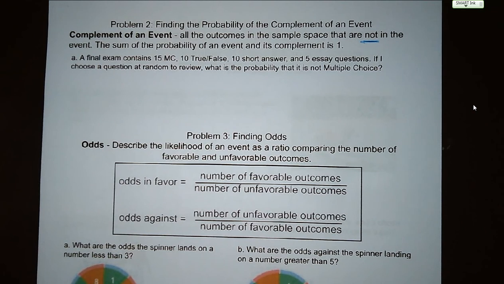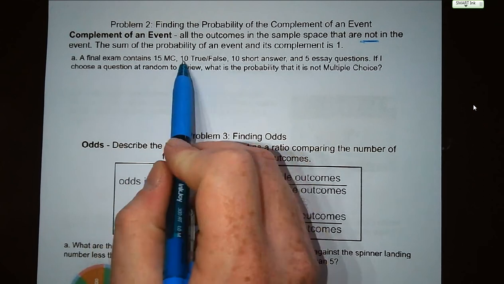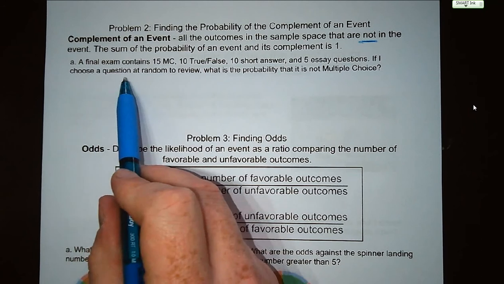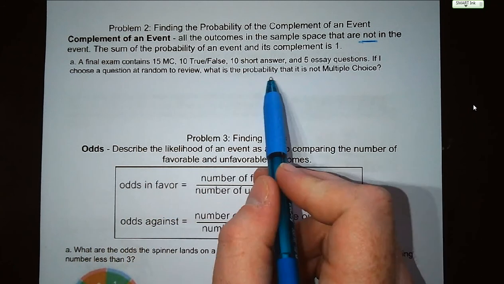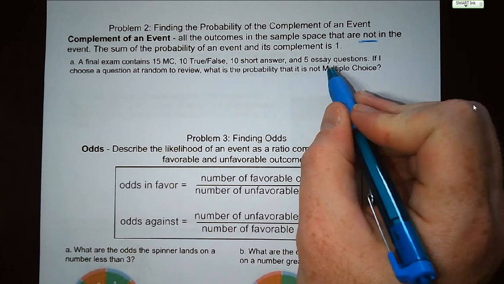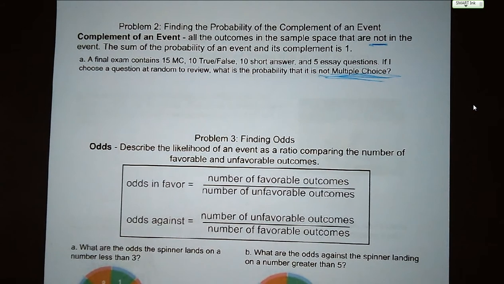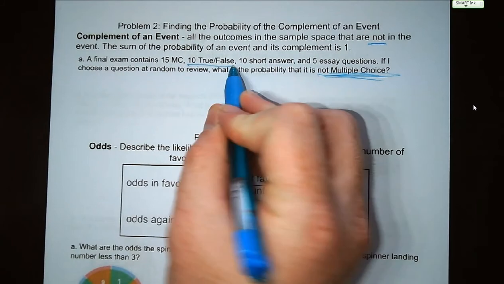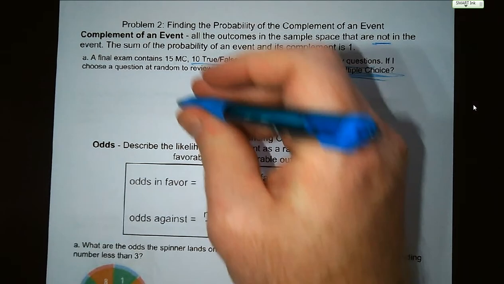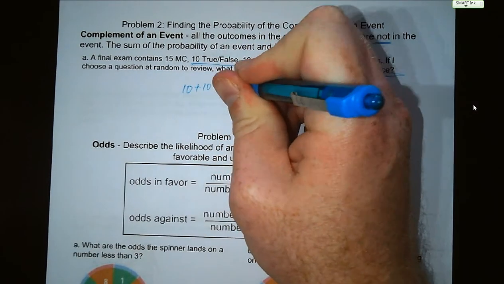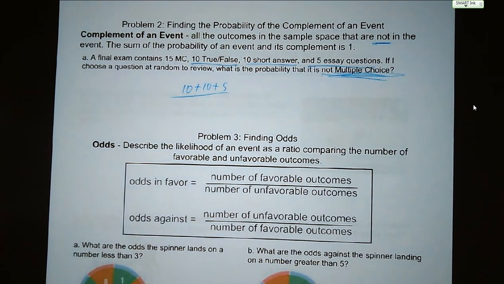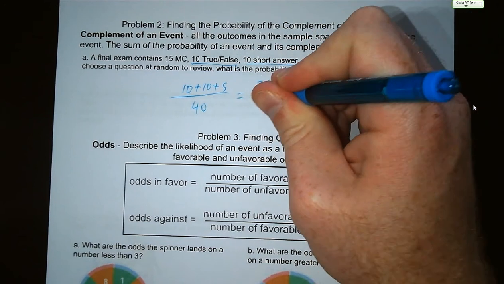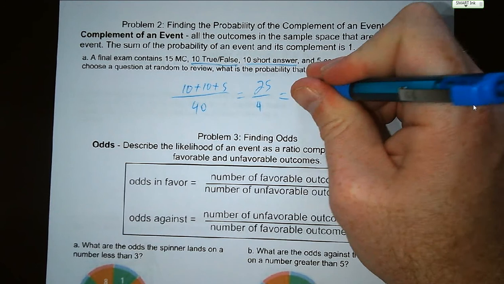So, a final exam contains 15 multiple choice, 10 true or false, 10 short answer, and 5 essay. If you choose a question at random to review, what is the probability that it is not multiple choice? So this would be the complement to multiple choice. It would be everything but multiple choice. So that would be true or false, short answer, and essay. 10 plus 10 plus 5 out of our total outcomes, which is 40. That's 25 over 40, which can reduce to 5 over 8.